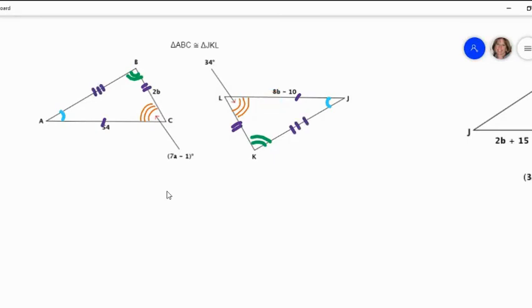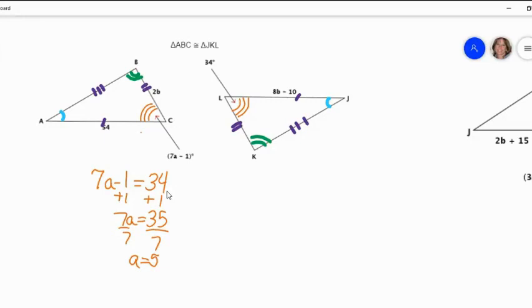All right, so now to find and solve what we need to solve for. Okay, so 7A minus 1 is matching up with the 34. So that would be 7A minus 1 equal to 34. Add 1 to 35. So we find that A equals 5. So far, not too bad. I don't even know what this question's asking for, actually. All right, but we found A.